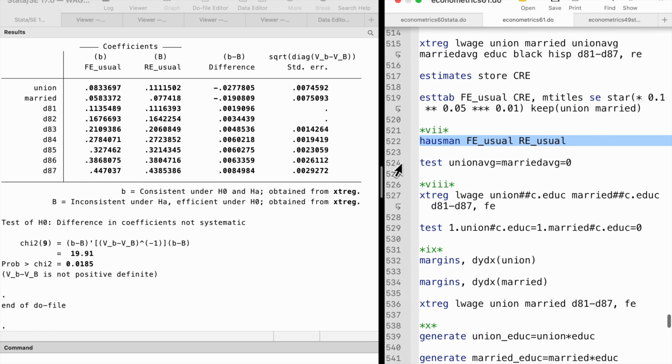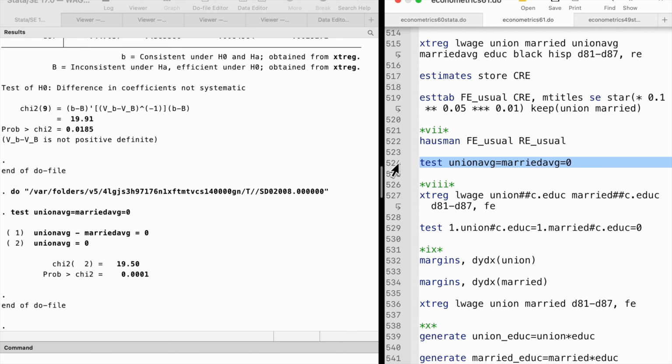We can also choose between the two methods by the F-test for the joint significance of the coefficients on the time average variables in the correlated random effects model. We reject the null hypothesis and conclude that the fixed effects method is better.